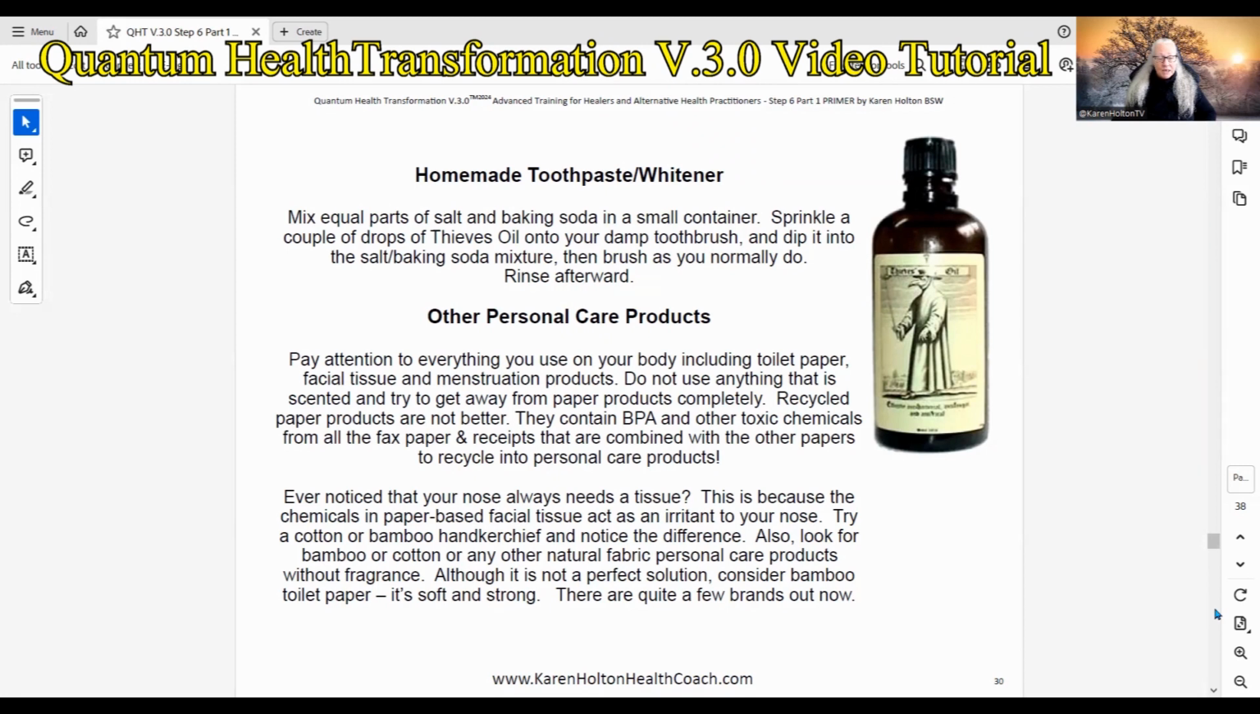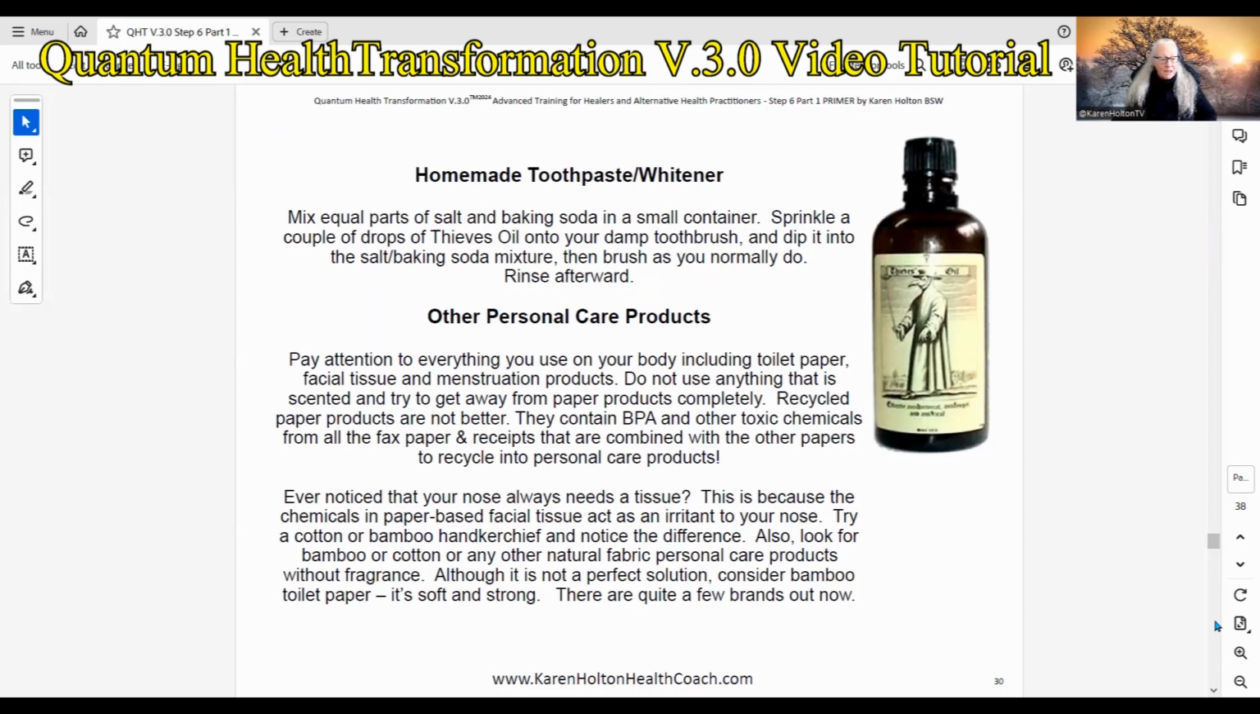Other personal care products. Pay attention to everything you use on your body, including toilet paper, facial tissue, and menstruation products. Do not use anything that is scented, and try to get away from paper products completely. Recycled paper products are not better. They contain BPA and other toxic chemicals from all the fax paper and receipts that are combined with the other papers to recycle into personal care products. So don't be conned into buying recycled paper products that you use close to your body.